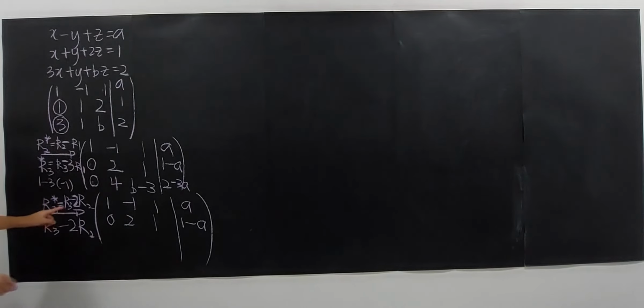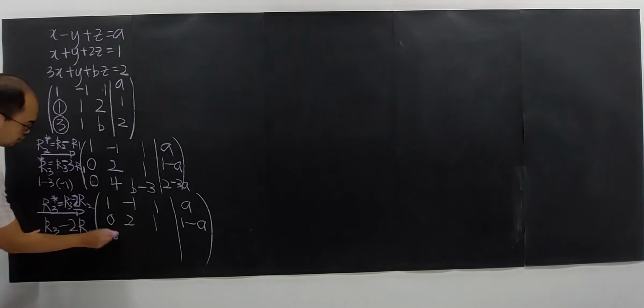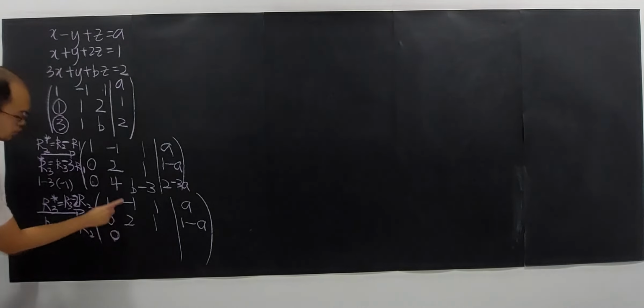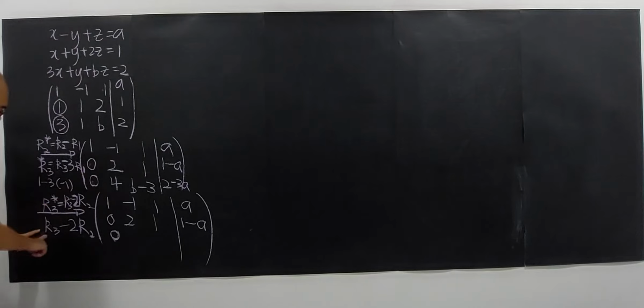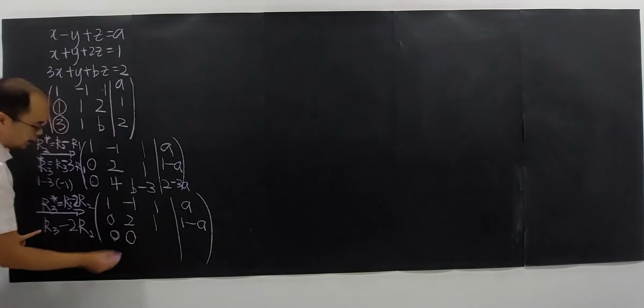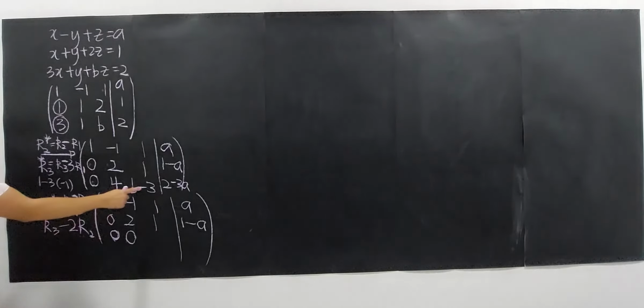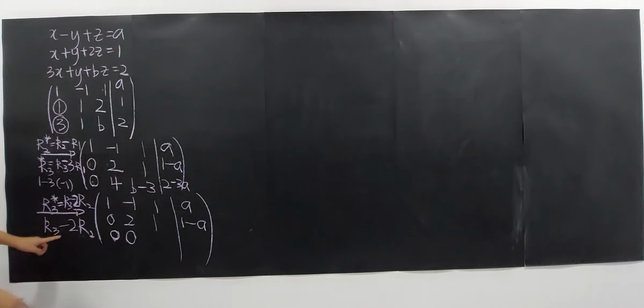So row 3, which is 0, minus 2 times 0, you are still getting 0, right? Then 4 and 2, row 3 and row 2: 4 minus 2 times 2, so you're getting 0, right? Then -3 and 1, B minus 3 and 1. So follow this formula here.